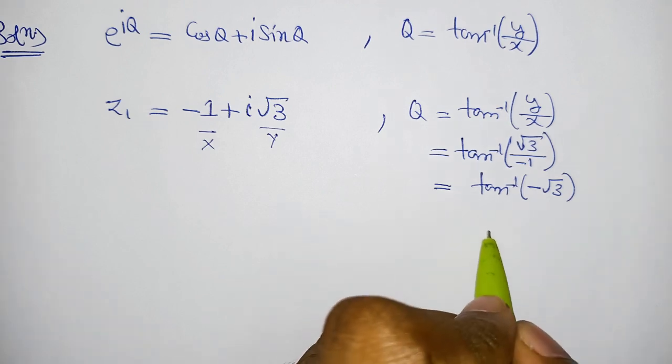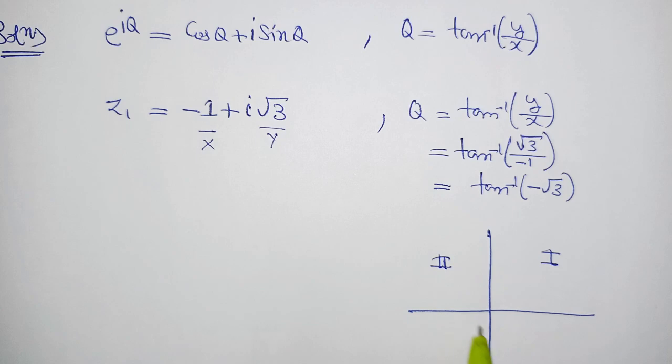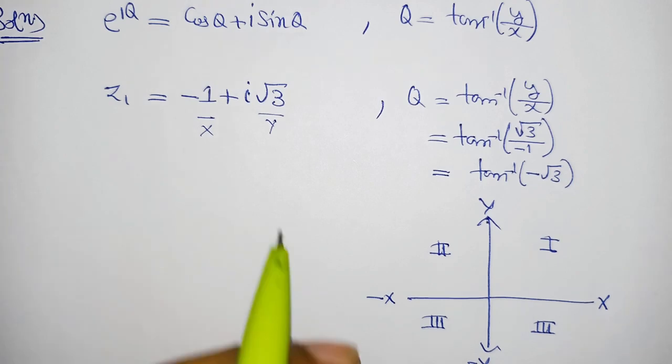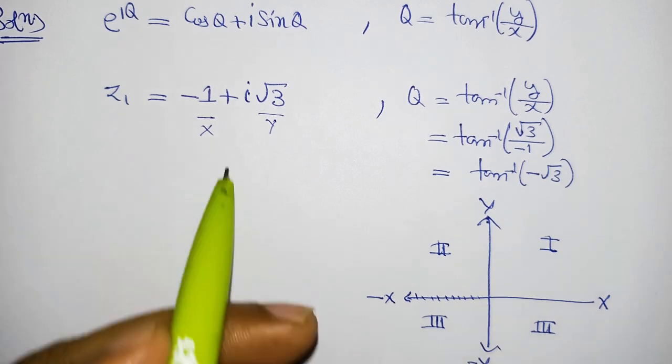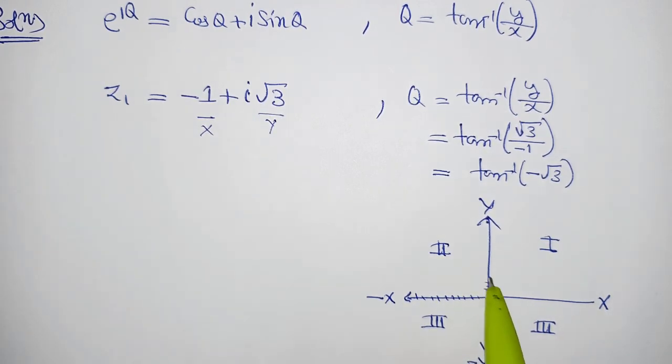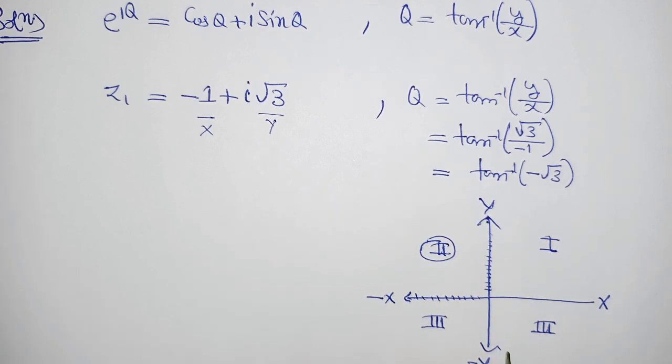When you check on the Cartesian plane, this is the first quadrant, this is the second quadrant, this is the third quadrant, and this is the fourth quadrant. This is the x-axis and this is negative x, this is the y-axis and this is negative y. As you can clearly check here, component x is negative, that means x lies on this part, and y is positive, that means y lies on this axis. That means we have the second quadrant, so the angle must be in the second quadrant.